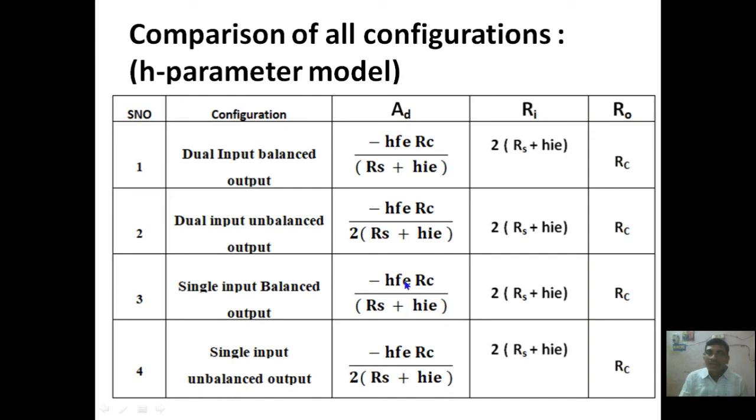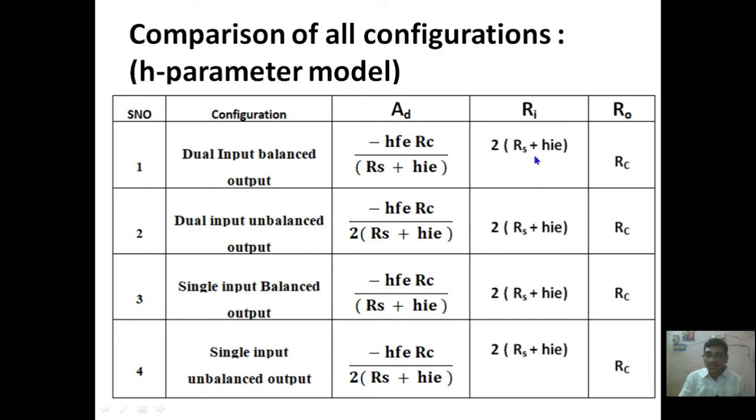dual input balanced output differential gain, and input resistance is 2 into RS plus hie, and the output resistance is RC. For the single input unbalanced output configuration, the differential gain AD is equal to minus hfe RC by 2 into RS plus hie, and the differential input resistance Ri is equal to 2 into RS plus hie, and the output resistance is equal to RC.